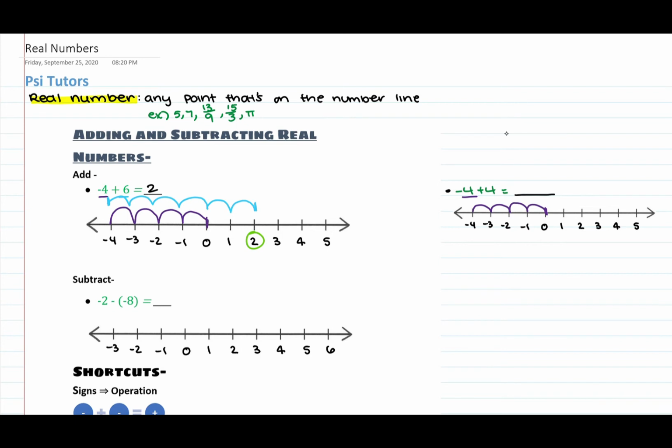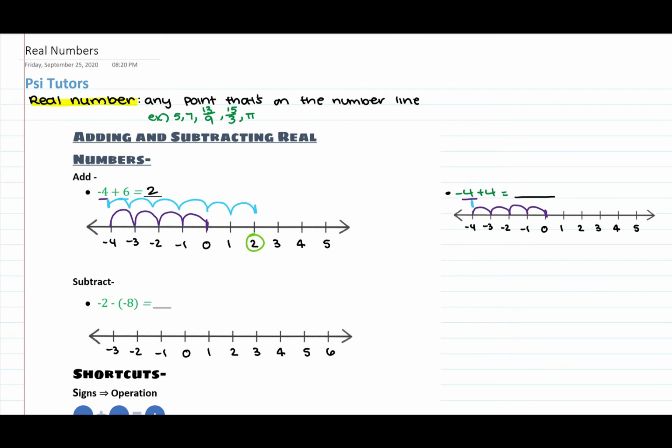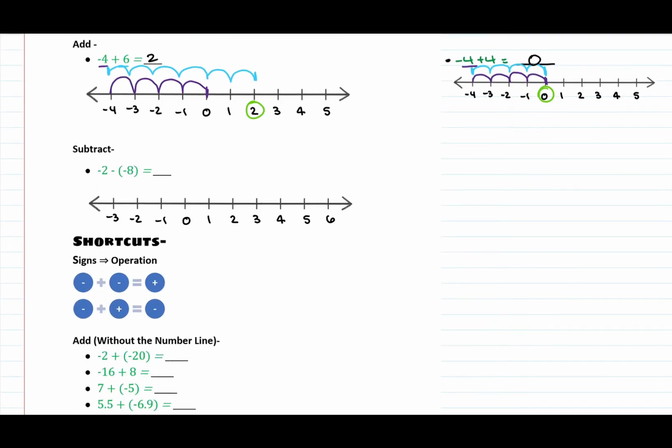Okay, so now from negative 4, we're supposed to move 4 spaces to the right. Let's continue from negative 4, and we're going to move to the right. So 1, 2, 3, 4. And guess where we are? We're back at 0. So that would be our answer. So negative 4 plus 4 equals 0. Okay, now let us move on to subtracting.